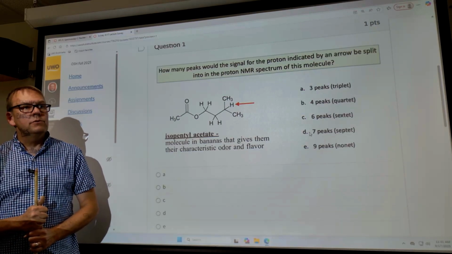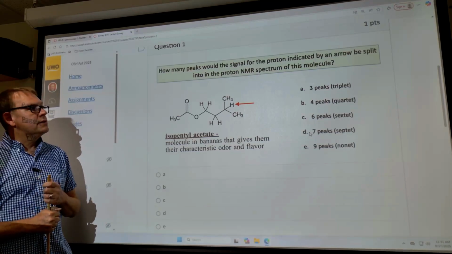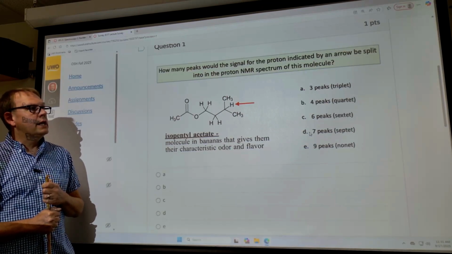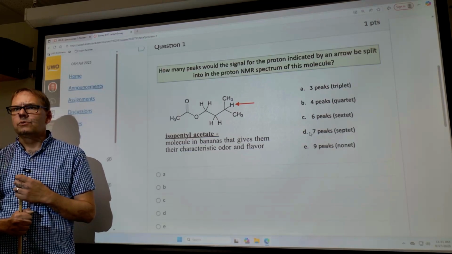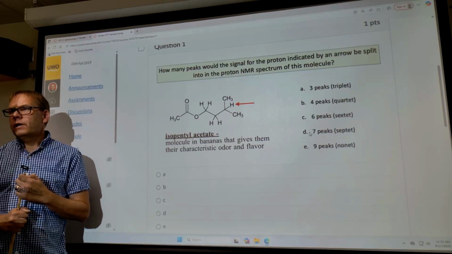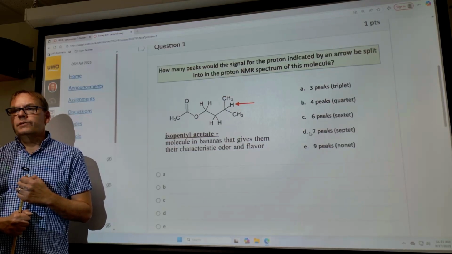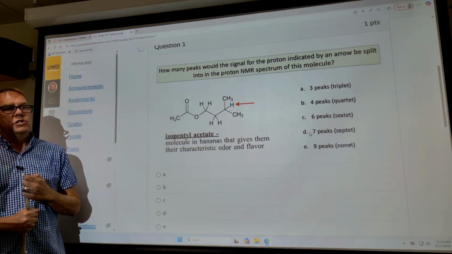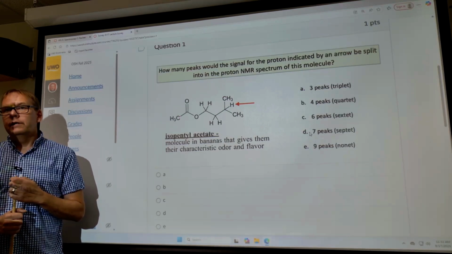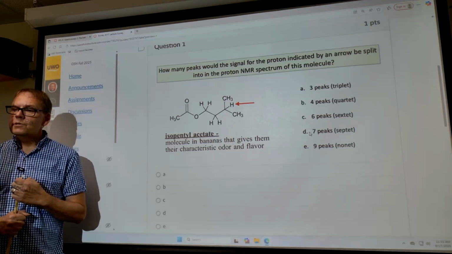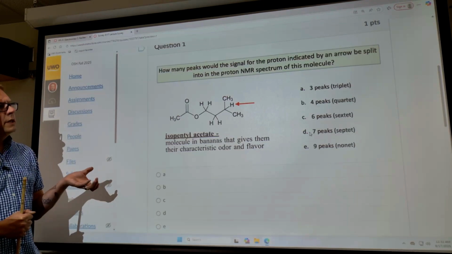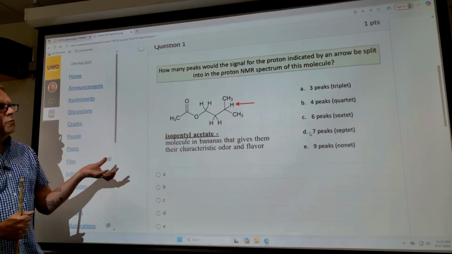But first, we're going to do a survey question. This is an NMR-based survey question. It has to do with applying the N+1 rule. And really, it's about counting the number of neighbors. So these are surprisingly challenging, I have found, on exams and homeworks. It might seem simple, but let's look at this one and try to decide what the right answer is.